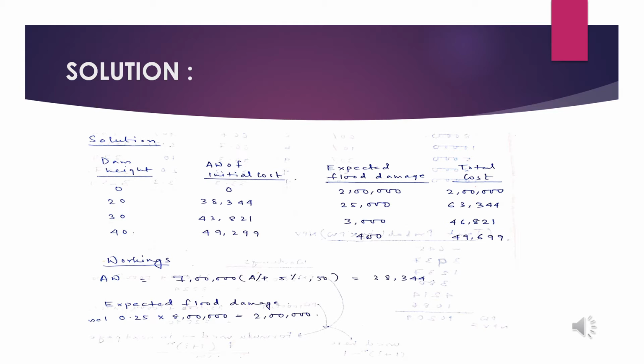49,699. So, in the context of what we said earlier, the lowest annual cost should give us the optimum height at which the dam should be built, and after our calculation it indicates a 30 feet dam. So the authority should be looking for a 30 feet dam if they want to minimize their annual cost, and that should be the optimum result for the authority.